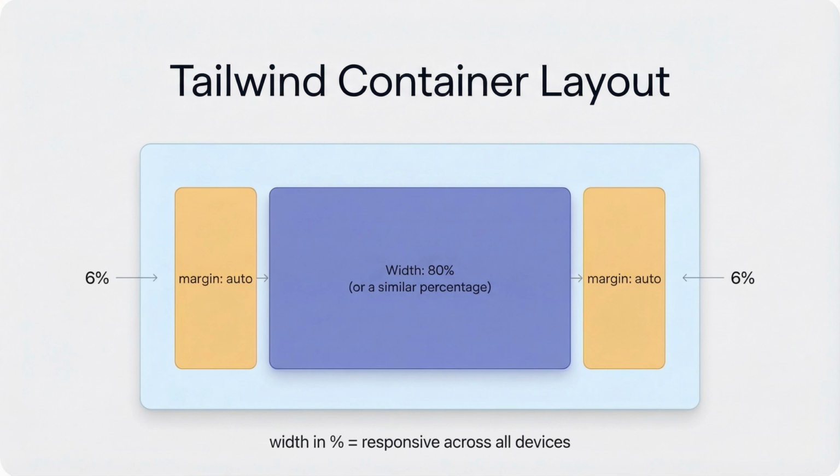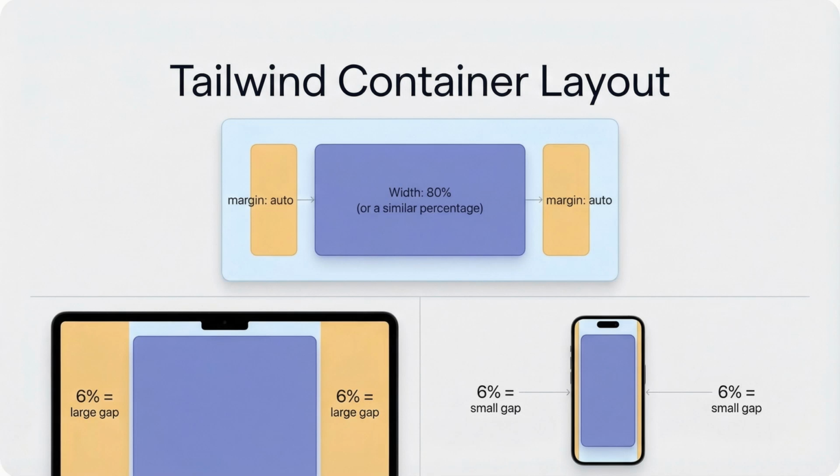6% is a commonly used gap size on each side. The key reason for using percentages here is responsiveness. On a large screen, 6% translates to a bigger gap. On a smaller screen, it naturally shrinks proportionally. This means your layout adapts gracefully, without extra code. This is the core advantage of percentage-based sizing.